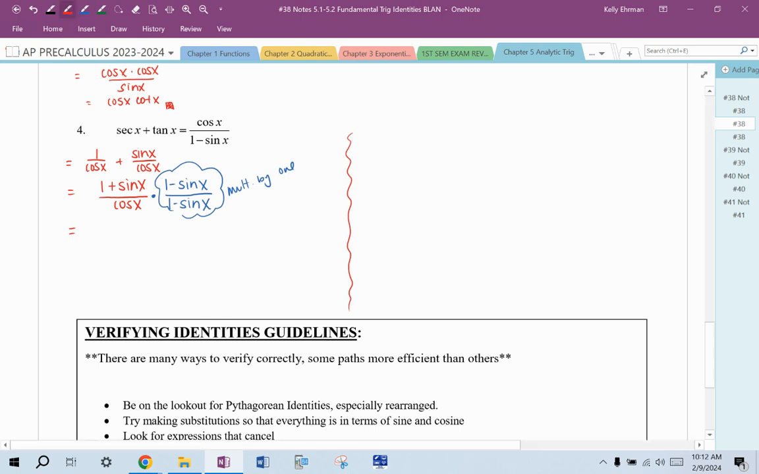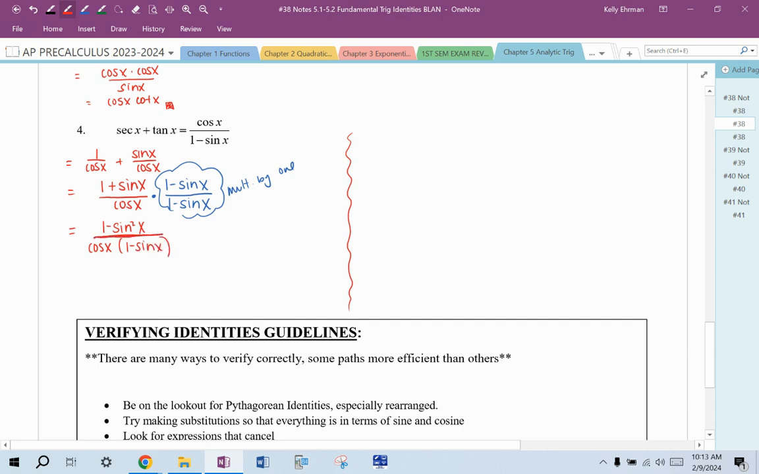When you multiply conjugates together, they multiply together nicely. 1 plus sine times 1 minus sine is 1 minus sine squared x. And in the denominator, I would not distribute this. I would just leave this as cosine x times 1 minus sine x.